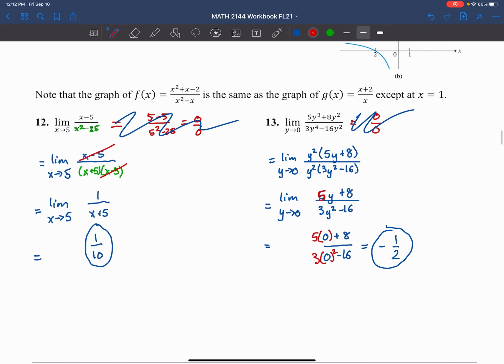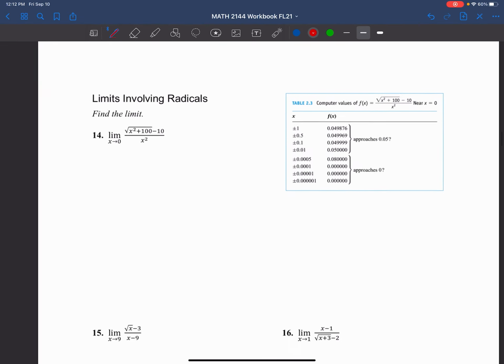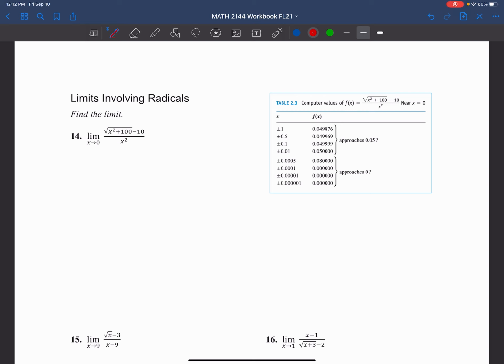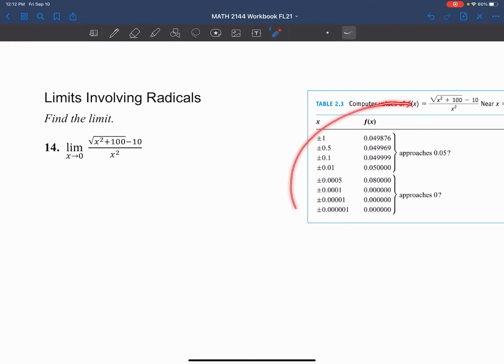All right, so that was 12 and 13. There are other things that we're going to run into, so we're going to talk about some other situations you may run into with evaluating limits. We're going to look at 14, 15, and 16. We'll maybe pick one or two of these to do. This is very similar to the one I said we'd skip back in section 2.1 involving the square root. We'll come back to this chart in a sec.